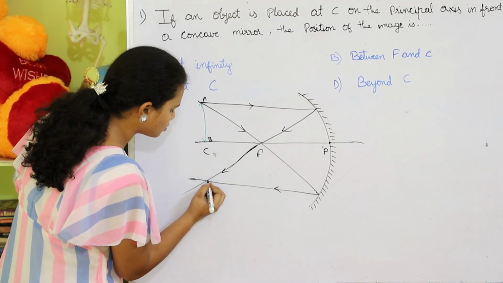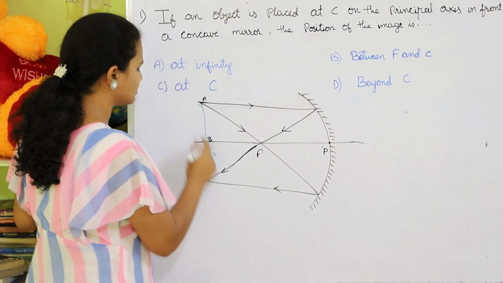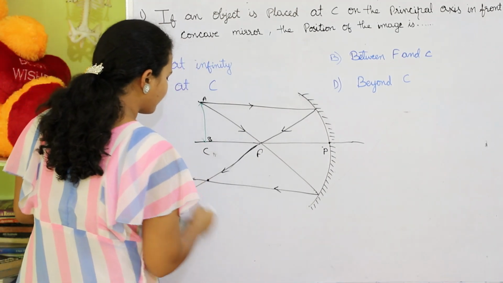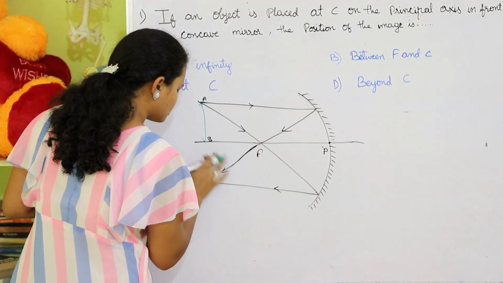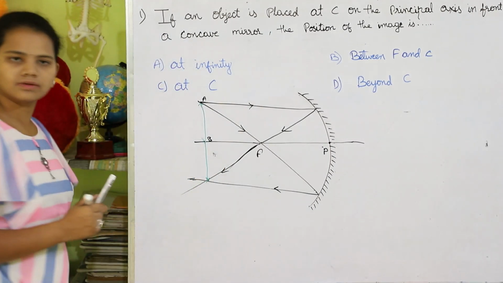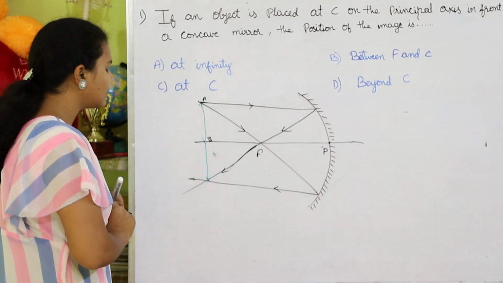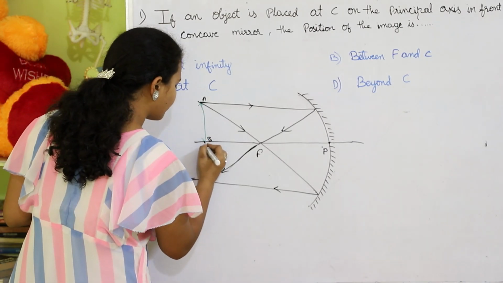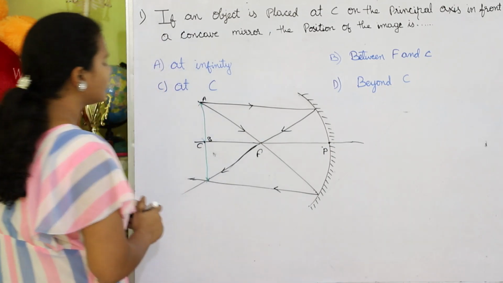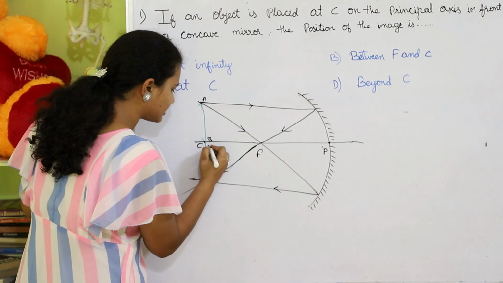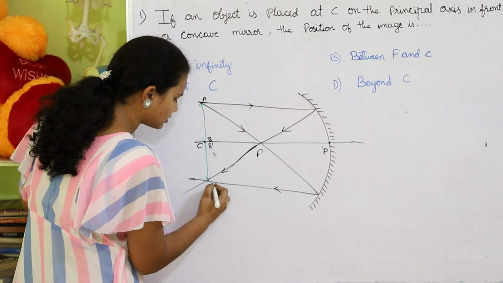Now here the image forms. Let me draw where the image is being formed. So here the image is formed at C. We can see that the image is formed at the center of curvature. Clear? The image is formed at the center of curvature. Let me name the image A dash B dash.